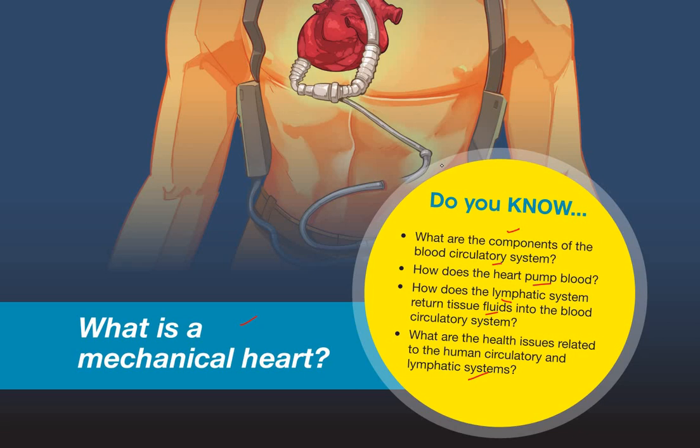How does the heart pump blood? Before this, you have learned only a simple explanation about how the heart pumps blood. How does the lymphatic system return tissue fluids into the blood circulatory system? The lymphatic system is a new system that we are going to learn. And then, what are the health issues related to the human circulatory and lymphatic system? So what is a mechanical heart? Mechanical heart, I think you can Google it first. Later, if I have time, I will explain to you. But I think you can Google it first. What is a mechanical heart?